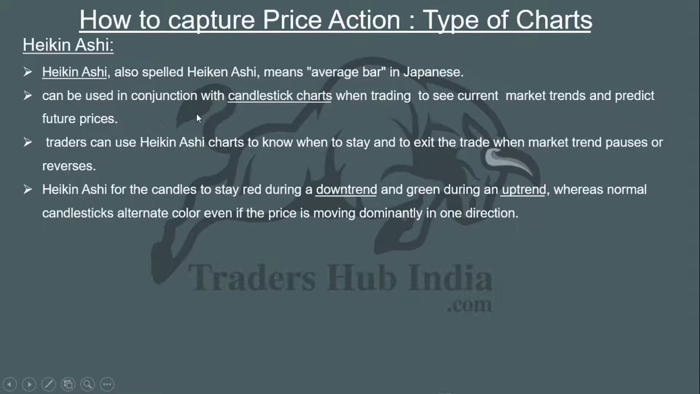It can be used in conjunction with candlestick charts when trading to see current market trends and predict the future price. Traders can use the Heikin-Ashi chart to know when to stay and when to exit the trade when the market trend pauses or reverses. In the Heikin-Ashi chart, the candlesticks stay red during the downtrend and green during the uptrend, whereas normal candlesticks alternate colors even if the price is moving dominantly in one direction.